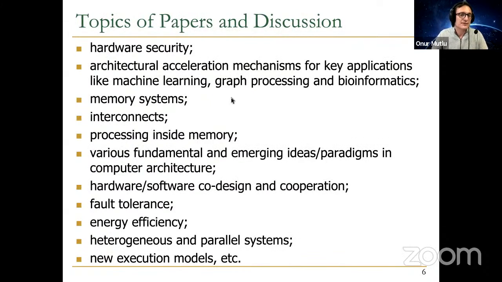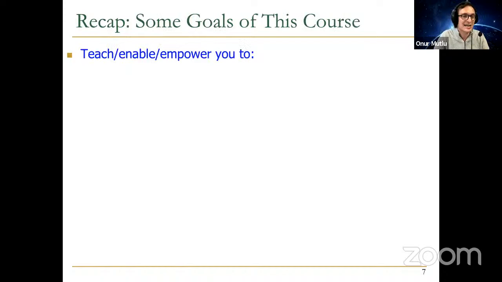So we're going to cover a lot of topics, and we have not fully selected the papers yet. We're going to make them available soon. But clearly, a lot of the topics that I've described are going to be part of it, but there will be more topics. I'm not going to go through this list and describe them to you, but hardware security, you can bet that that's going to be a good component. Clearly, architecture acceleration for new workloads, memory systems, interconnects, processing inside memory, new ideas, new execution models, fault tolerance, reliability, etc. Again, there are more topics to computer architecture than what's depicted on the slide.